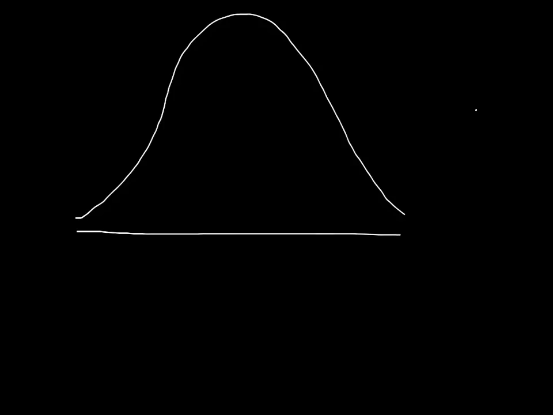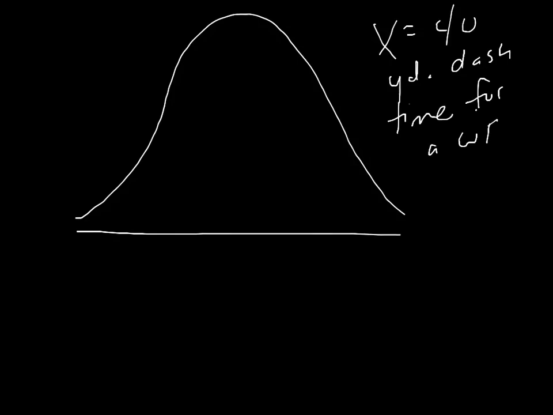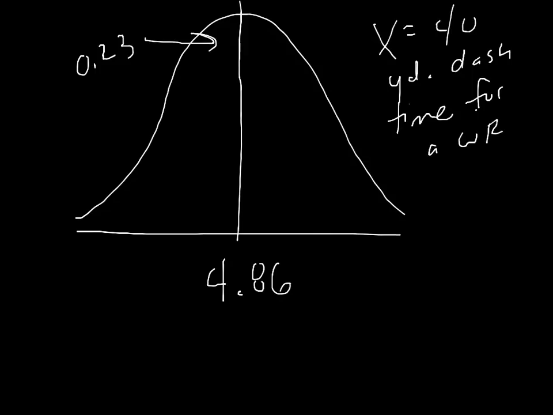If we say x, the random variable x, equals the 40-yard dash time, so it's just a sprint, 40 yards, for a wide receiver at this Combine, it is normally distributed. I have the data, and it's normally distributed. The mean is 4.86 seconds, and the standard deviation is 0.23 seconds. Alright? The mean is the center of a normal curve right here, and the variability, that goes left to right. That's the standard deviation, how much spread there is.